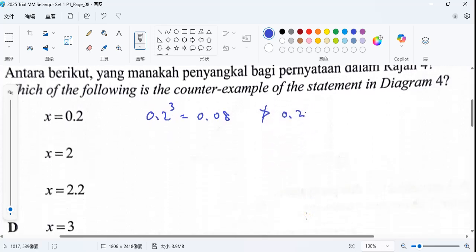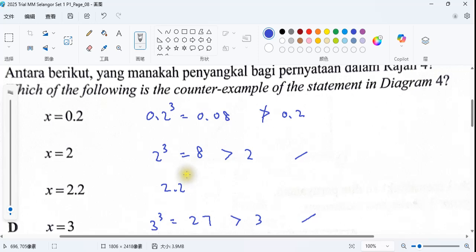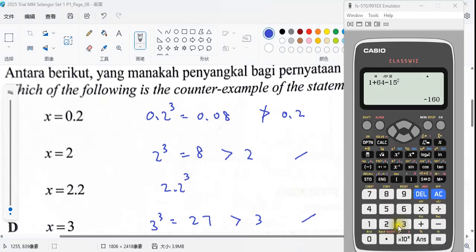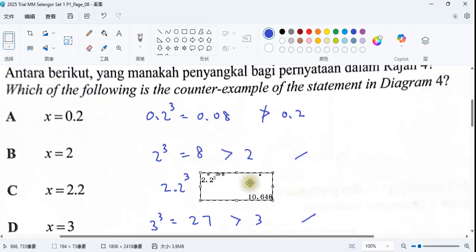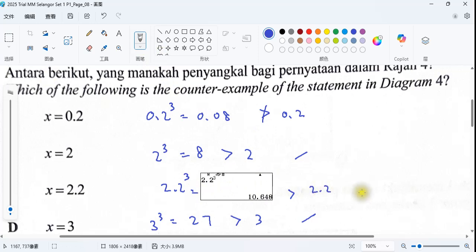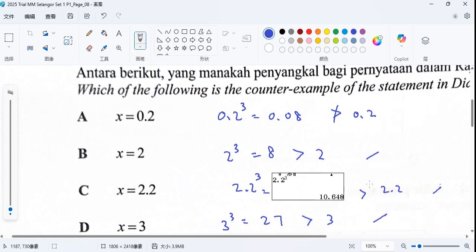But if we have 2 here, 2 to the power 3, 8 is greater than 2, correct? And then 3 to the power 3, 27, greater than 3, also correct. And 2.2 to the power 3 is 10.648. So this is greater than 2.2. This is also true. So A is the counterexample.